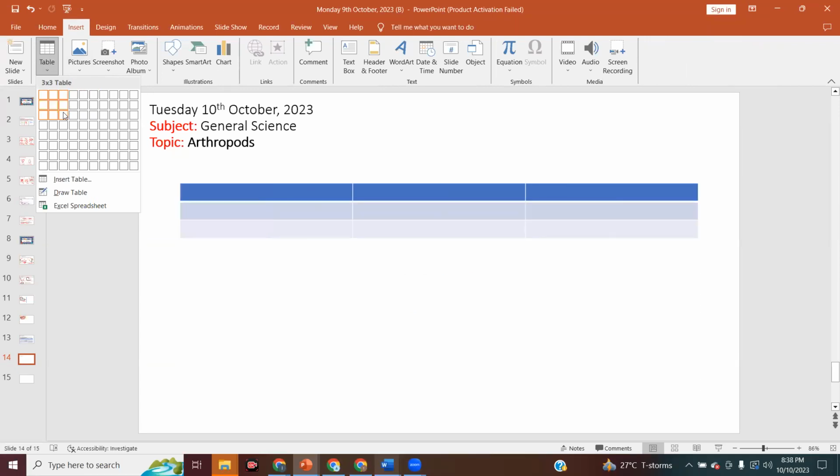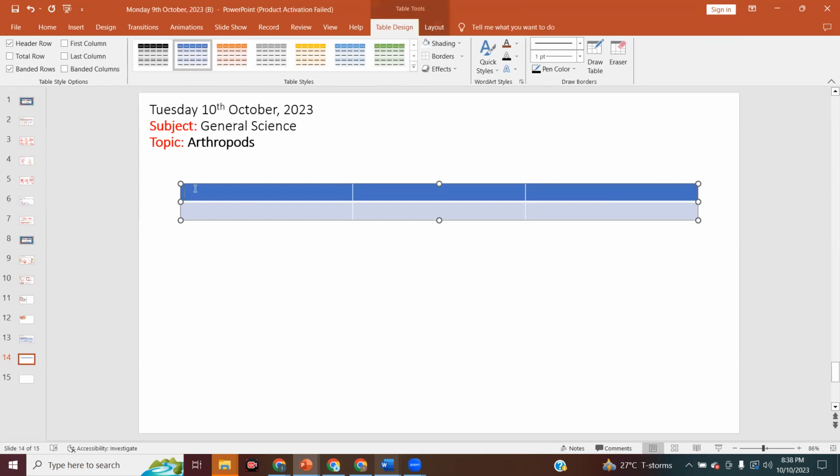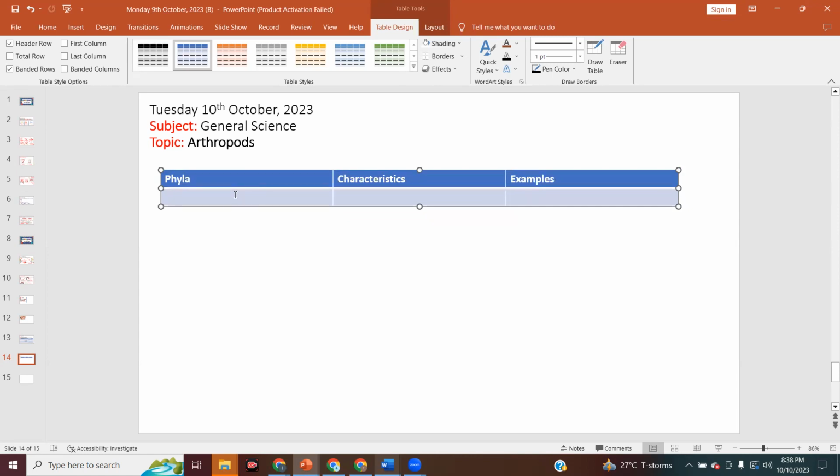So I'm gonna do 3 columns, 2 rows. The first one I'm gonna put here is phyla, then characteristics and examples. Okay, so let's look at the arthropods in general.